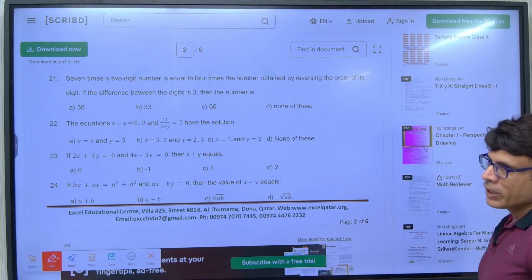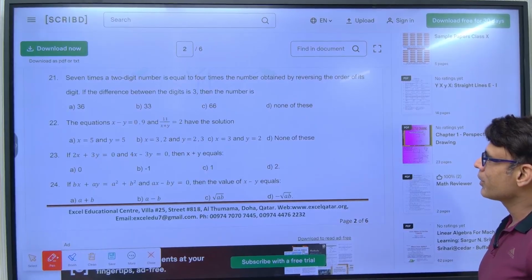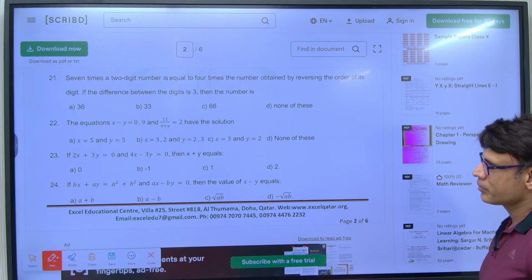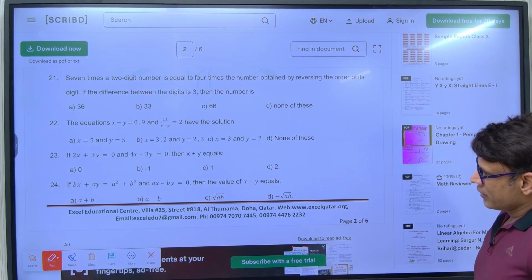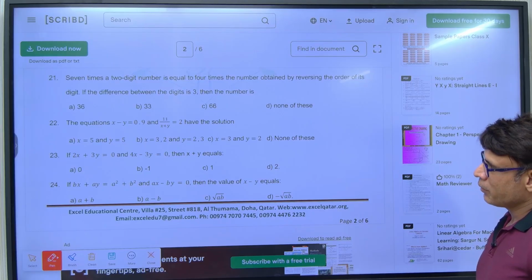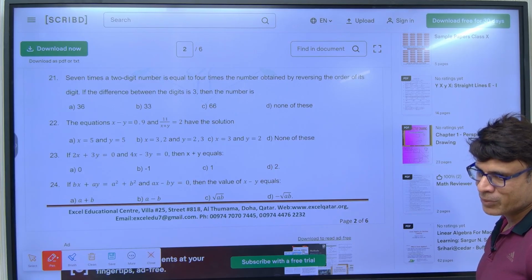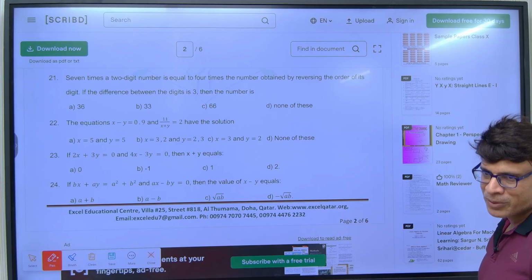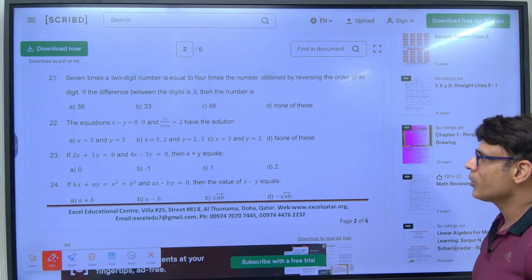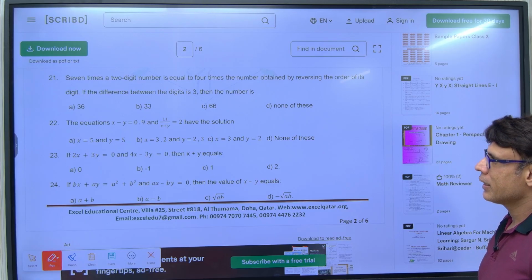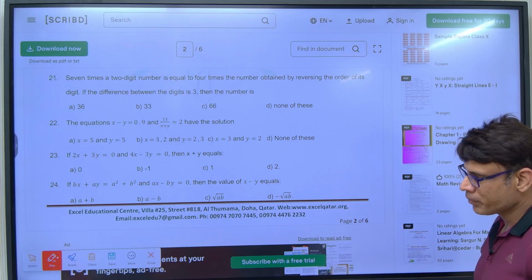7 times a 2-digit number is equal to 4 times the number obtained by reversing the order of the digits. And if the difference between the digits is 3, then I can eliminate 2 options. Which are those? Because the difference between the digits is 0. I need a difference of 3. Only the first option or none of these is a possibility. If I want, I can solve this question by equation also, or I can think of using the options.